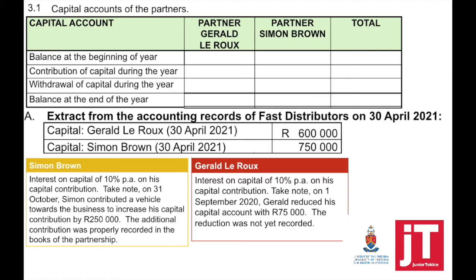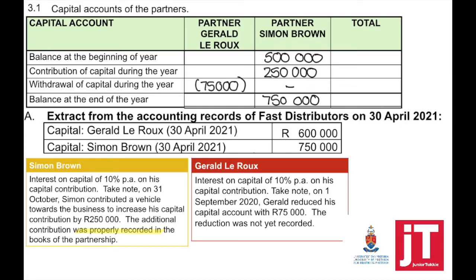The same as what we've done with the ledger accounts, we're going to always start with the movement. So if I start with the movement, Simon contributed $250,000. This was properly recorded, which means the balance from the pre-adjustment or on the 30th of April 2021 is the balance at the end of the accounting period. This means we need to find a balance in the beginning. Opposite calculation means now 750,000 minus 250,000.